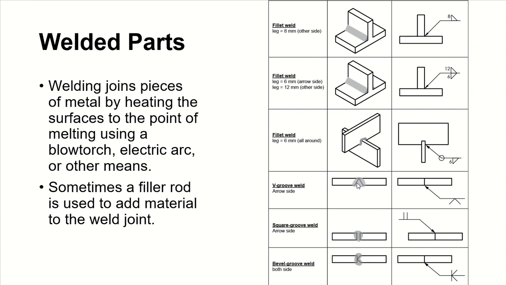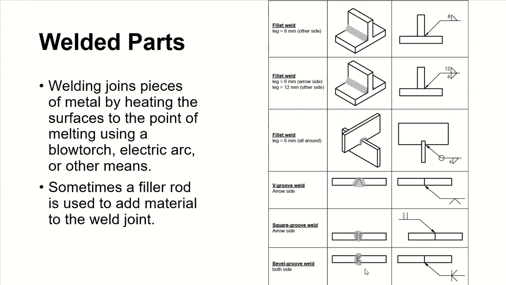V groove. It looks like a little V. So we'll put the arrow, and then show the weld is a V groove, with a little inverted V. Square groove weld, arrow side. This is your square, and you're going to weld it so they join together. And we weld it right here, and we use a square groove welding process right there.